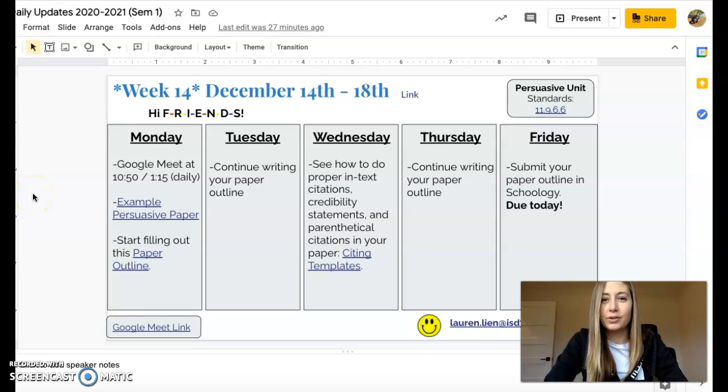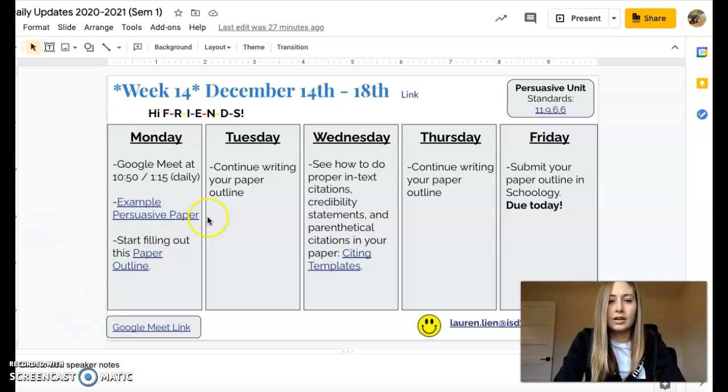I hope it's been going okay working on your research journal. You were supposed to turn in your research journal last Friday, so make sure that you've turned that in. You should have 5 to 7 articles that support both sides of your persuasive topic. So you'll be on one side for your speech and you'll be on the other side for your paper. So just make sure you have enough research to support both sides.